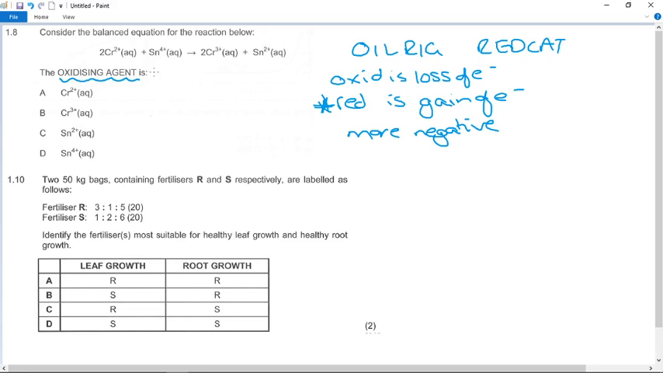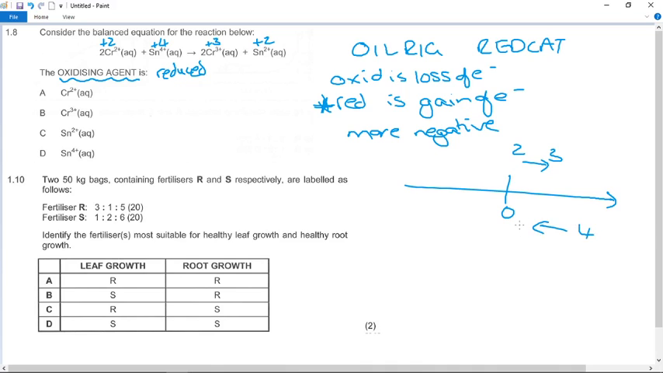Let me have a look here. The oxidizing agent is itself reduced. I always get tangled up when I talk about this. So reduction is gain. So who gained electrons? This was +2, this was +4, this was +3 if we look at the oxidation numbers, and this was +2. So if we go on a number line, and we have 0, and we go from 2 to 3, we're going that way, okay? And if we are on 4 and we go to 2, we are going that way, which is more negative.